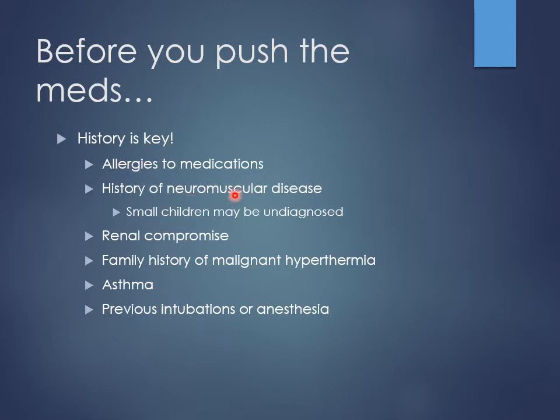You want to ask about history of neuromuscular disease, things like ALS, things like muscular dystrophy, because that will influence selection of one of the drugs we'll talk about in a second. Again, a lot of small children, especially maybe undiagnosed, because they are just young enough where the disease hasn't really manifested itself yet. Look for things like renal compromise. Any renal history is going to be important here. We'll talk about why a little bit later.